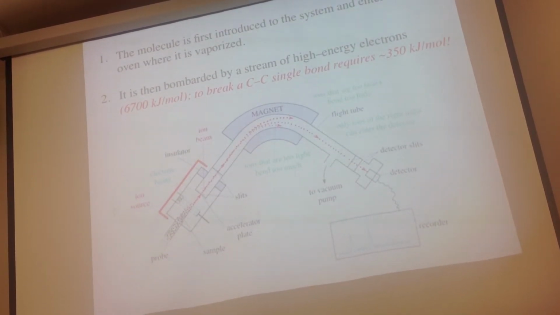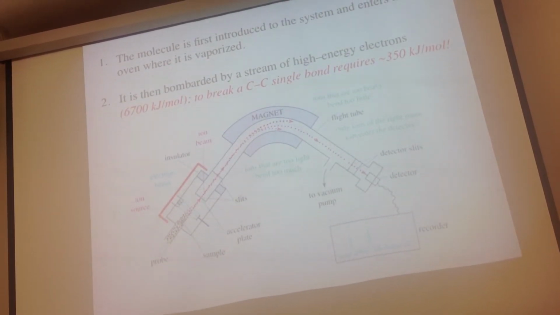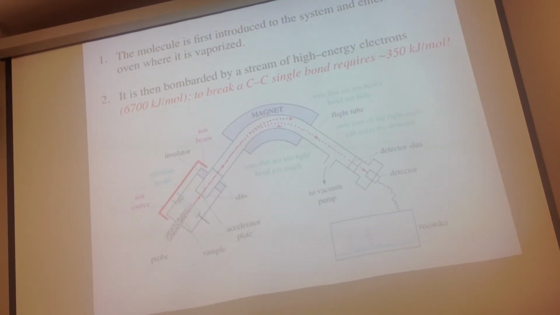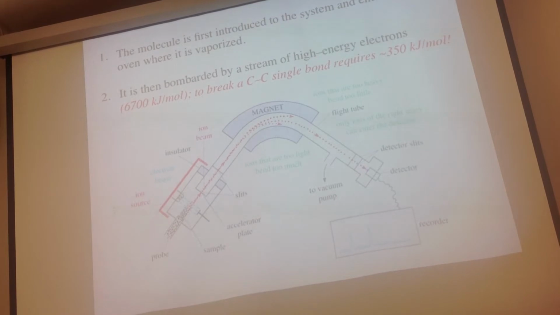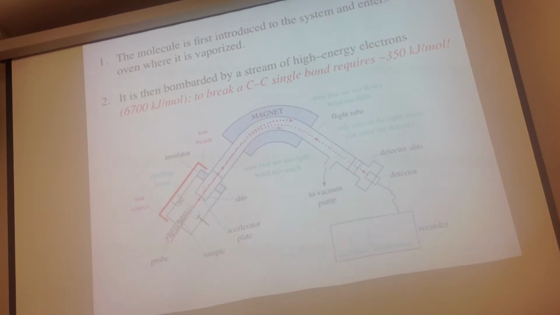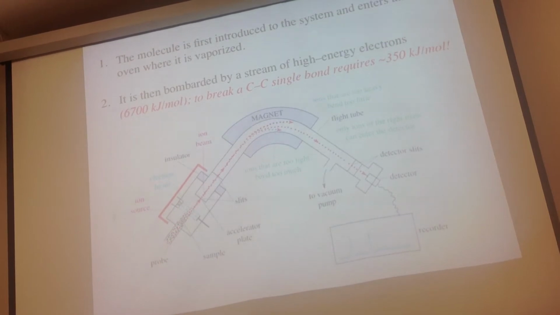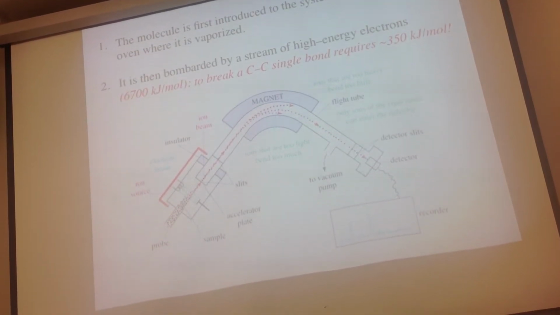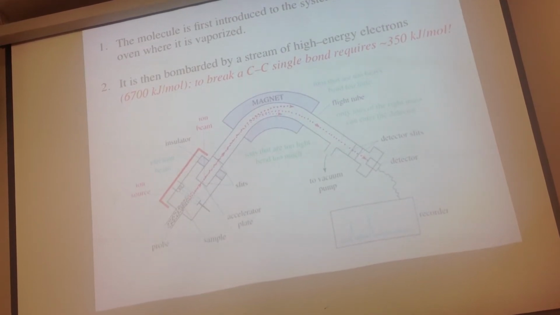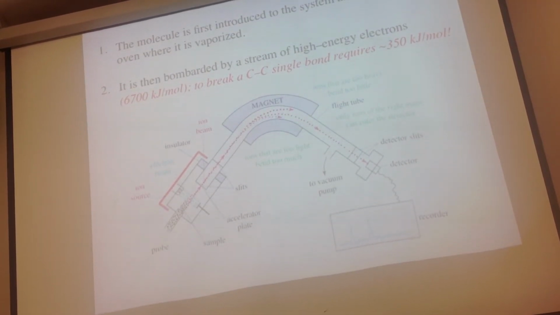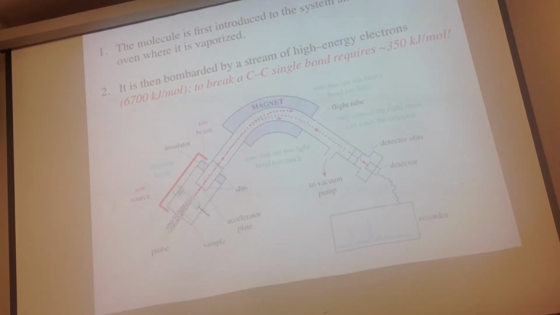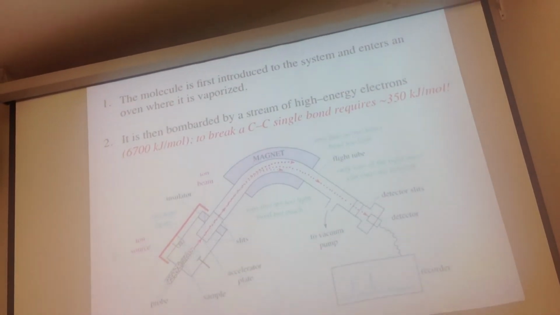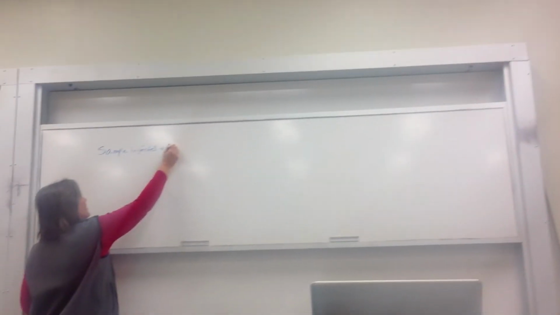So you inject your molecule into the system, which is very GC-like. You're going to put it in, and it is going to be vaporized. That is at this point right here. Right here is a probe. The sample is injected in, and it's vaporized. And what happens next, let's just make a list on the board for your notes. The sample is injected and vaporized.